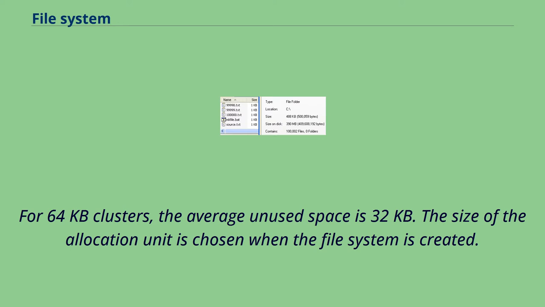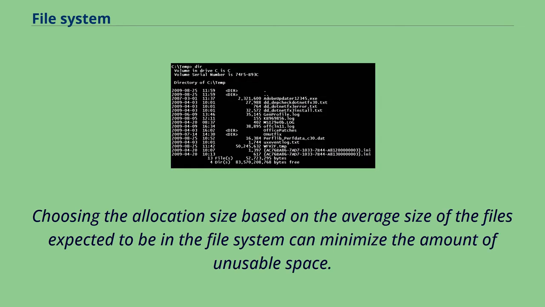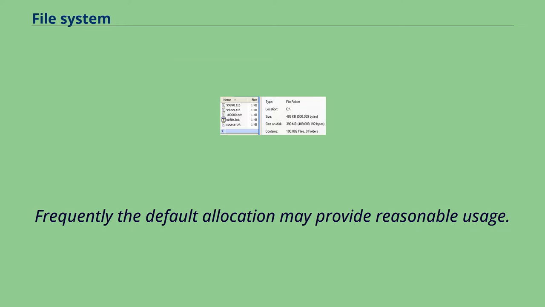The size of the allocation unit is chosen when the file system is created. Choosing the allocation size based on the average size of the files expected to be in the file system can minimize the amount of unusable space. Frequently, the default allocation may provide reasonable usage.